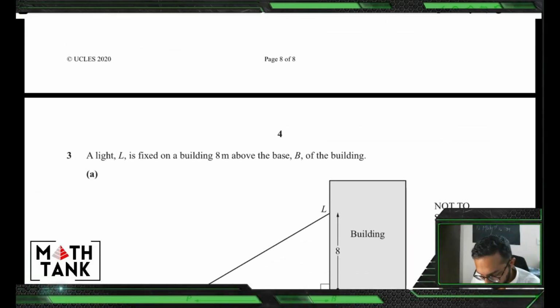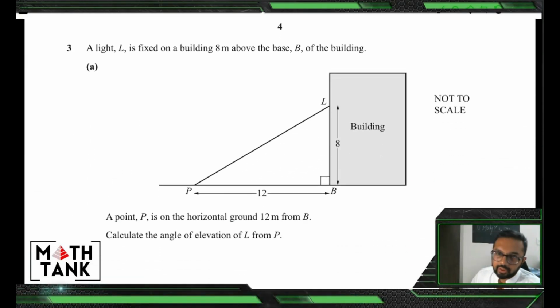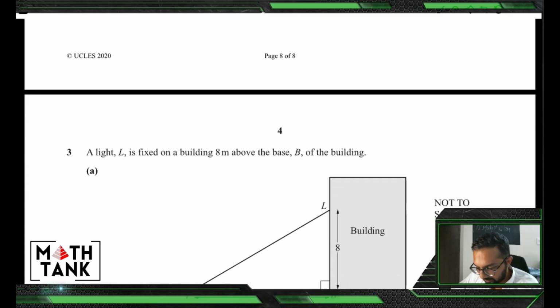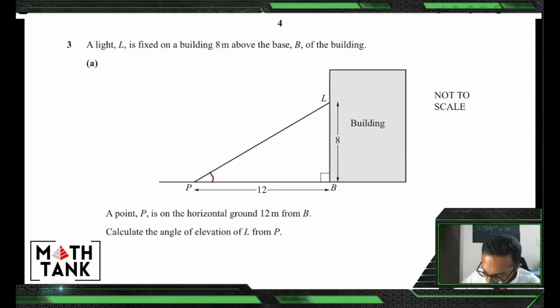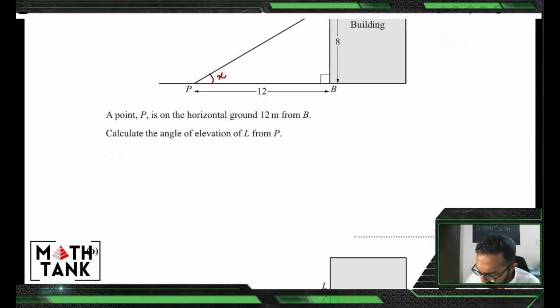Okay, moving on to the next question then. I have a lot of questions to do. Okay, let's look at this one. I think we've just reached 2 years right now. I have another 2 years of past papers to go. A light L is fixed on a building 8 meters above the base B of the building. A point P is on the horizontal ground 12 meters from B. Calculate the angle of elevation of L from P. So I am asking you for this angle. Let's call that X.